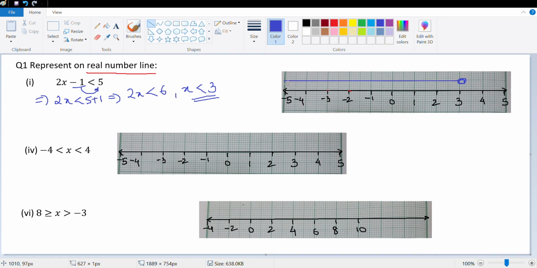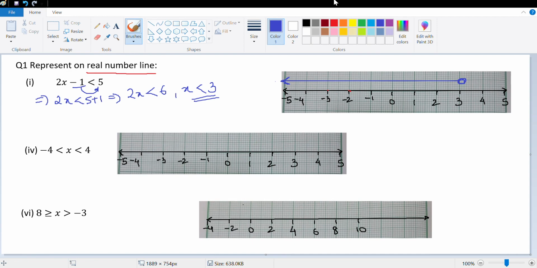So I draw a straight line like this and I put an arrow on this side indicating that my answer is not over. Any number on the left hand side will be a part of my solution set, which means this looks like a ray. And please note, 3 is not included, that's why I have an empty circle there. Let's look at the next one.